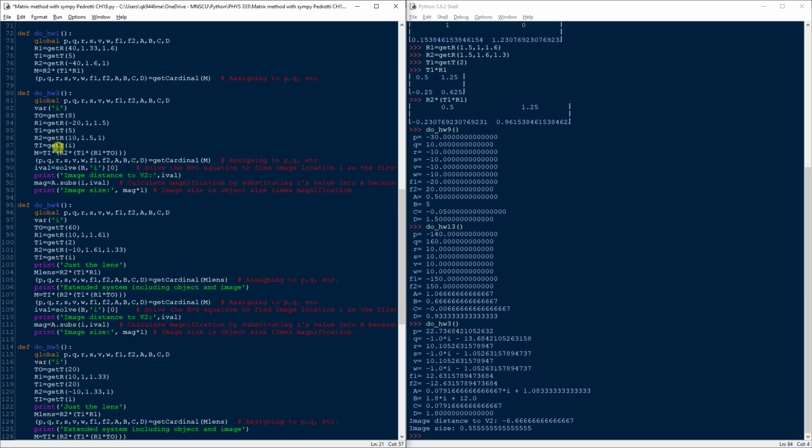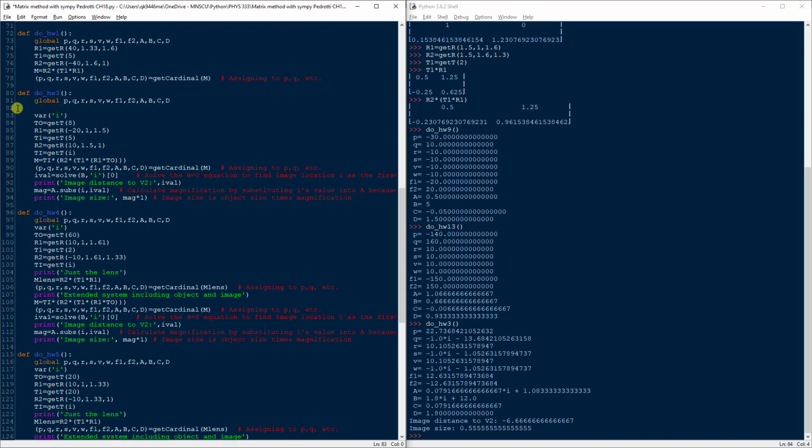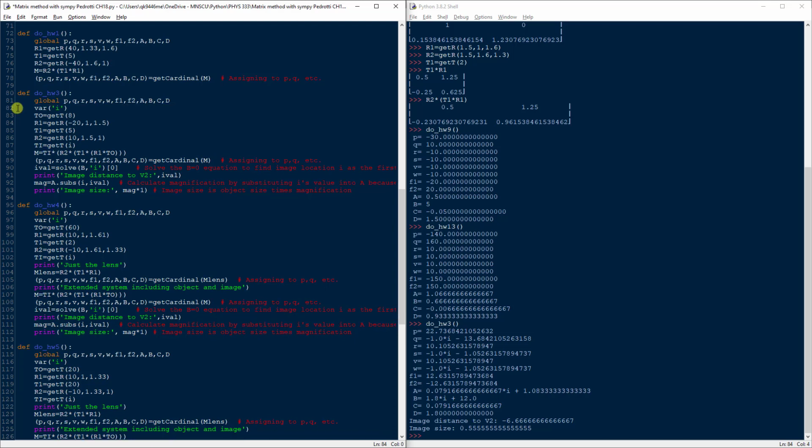Alright, so this is homework 3. Okay, so here's, I got it. I should have calculated one more thing, which was just the system. Let's do that. So see here we calculated that's the system matrix here.